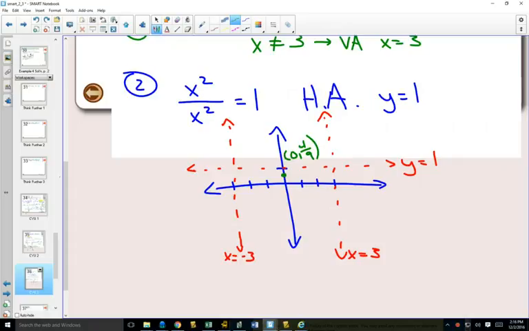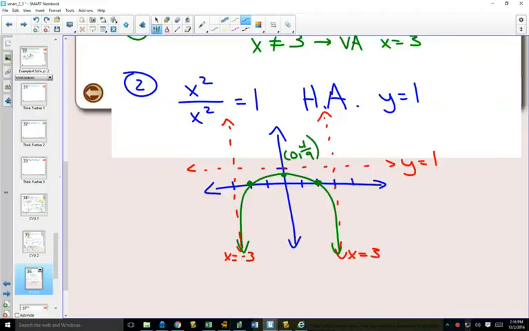Do we have any x-intercepts? We have x-intercepts at -2 and 2. Nice. We still need a point when x is bigger than 3 and when x is less than -3.